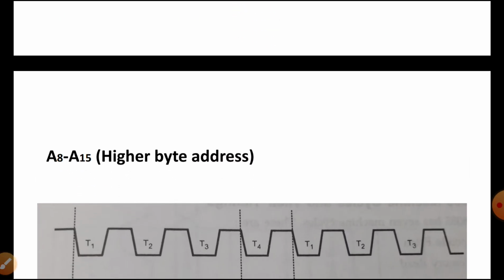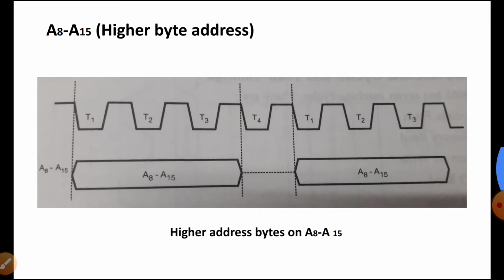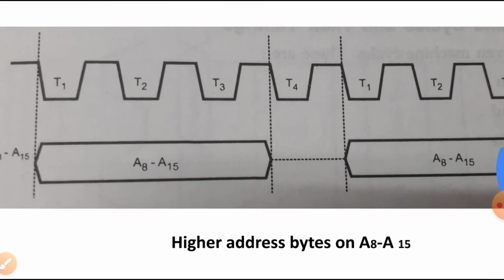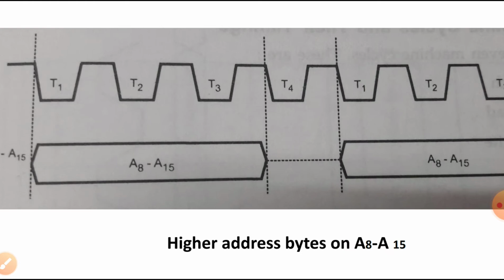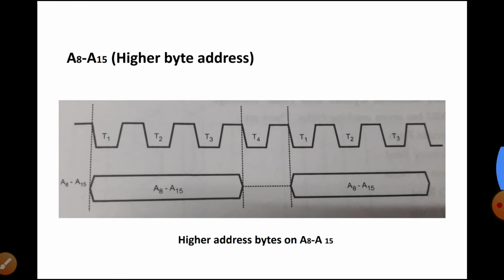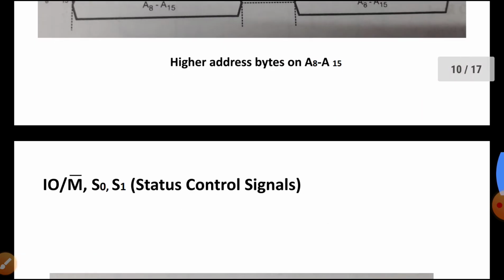Then we have A8 to A15, that is the higher order address. The higher bytes of the address are available on A8 to A15 during the T1, T2 and T3 states of the machine cycle. So this is about the higher byte.